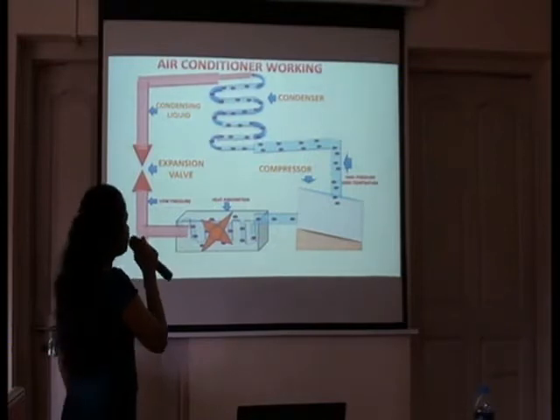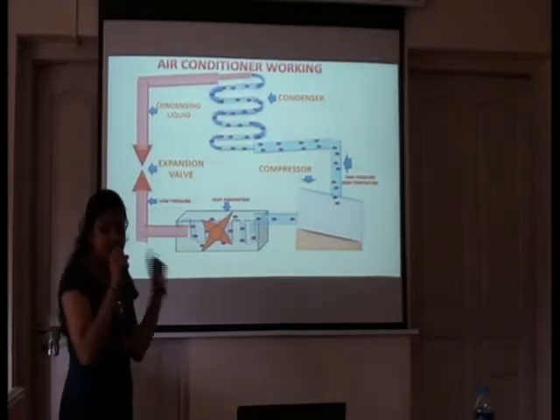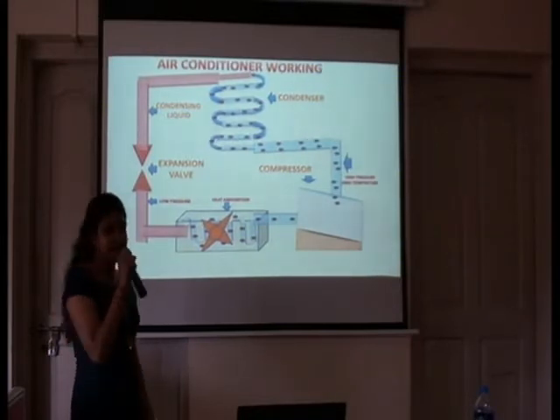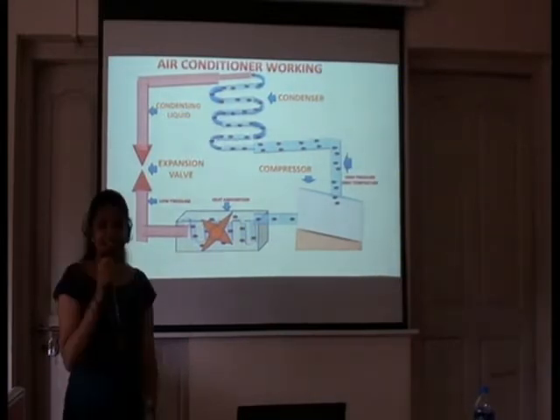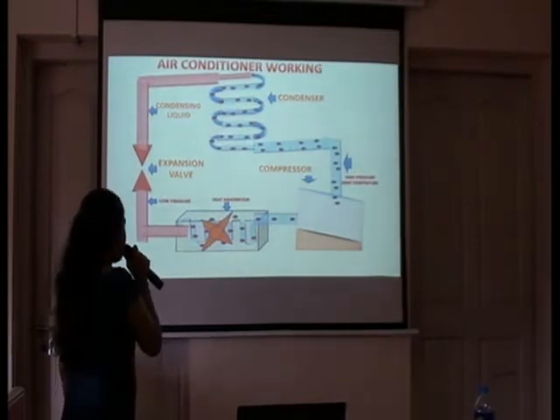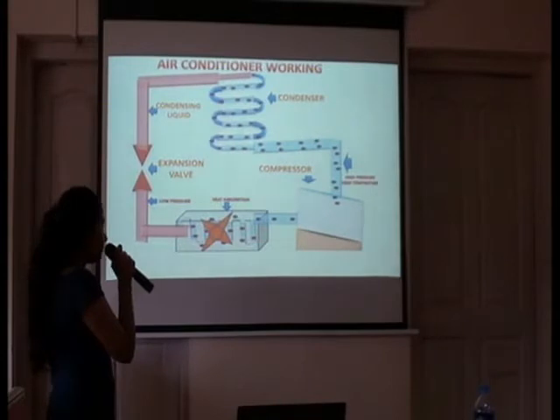Inside the condenser, the phase of the refrigerant is changed from vapor to liquid, and this condensed liquid is then moved to the expansion valve. Inside the expansion valve, the pressure of the refrigerant is lowered and it is then moved to the evaporator.